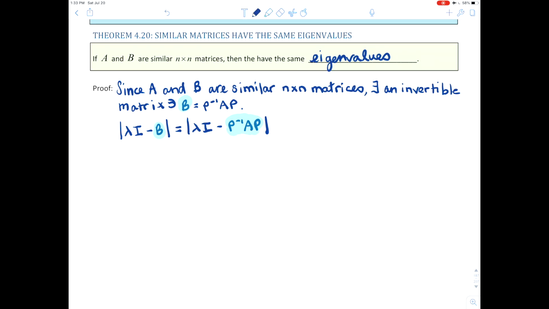Groovy? All right, what do we know about any matrix? It is going to be similar to itself, right? As long as it meets the criteria. So I can write lambda I as P inverse times lambda I times P, minus P inverse times A times P. And that's because lambda I is similar to itself.